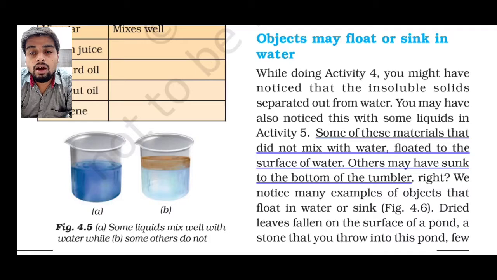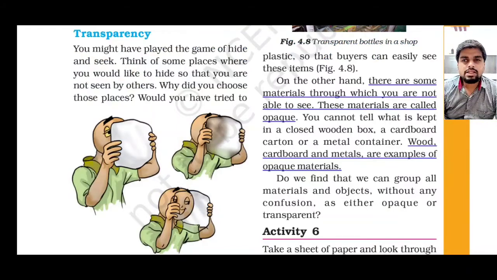And we have now come to the last property of this chapter, that is transparency. This is the simplest and most interesting property. So the next and the last property of the chapter is transparency. In this particular property, we are going to learn about three concepts.